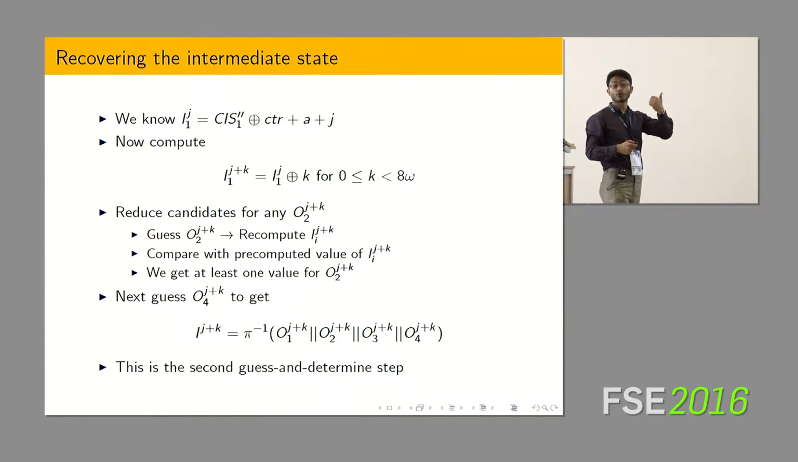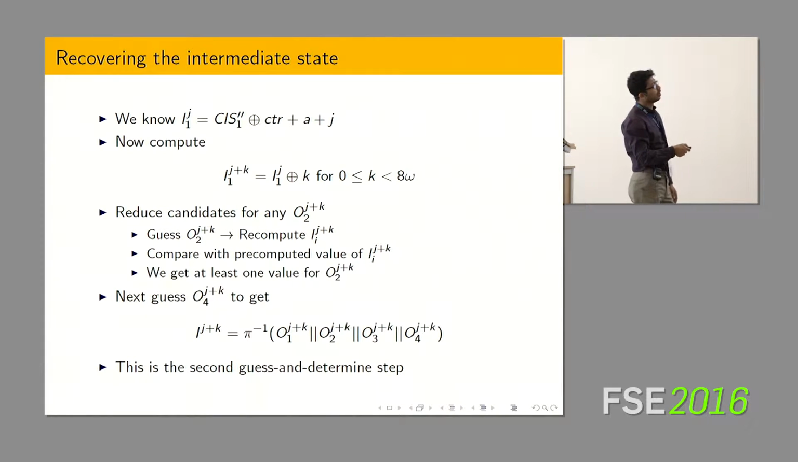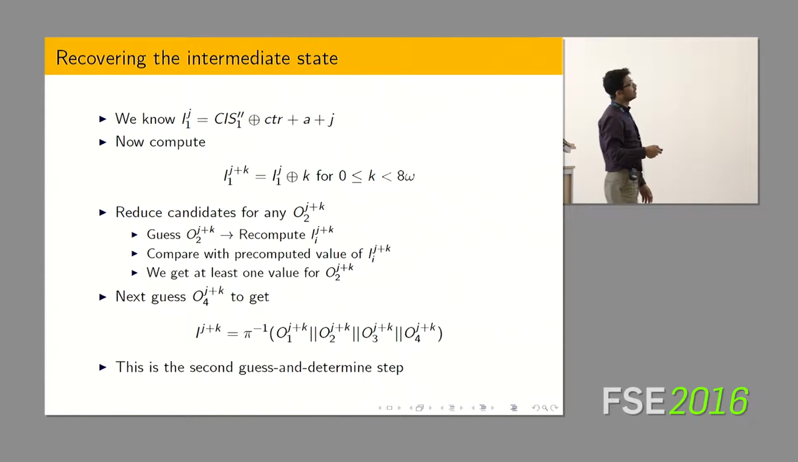Remember, we made 2 to the power 4 omega guesses for O2 to compute the lists. So we repeat the process, guess O2 and recompute this, and now we have this value to compare with. We compare this value with the recomputed value, and based on that, we discard the values of O2 which don't satisfy this equality. Of course, there may be some false positives, but we will get at least one value of O2. So based on this, we proceed to the second guess and determine phase.